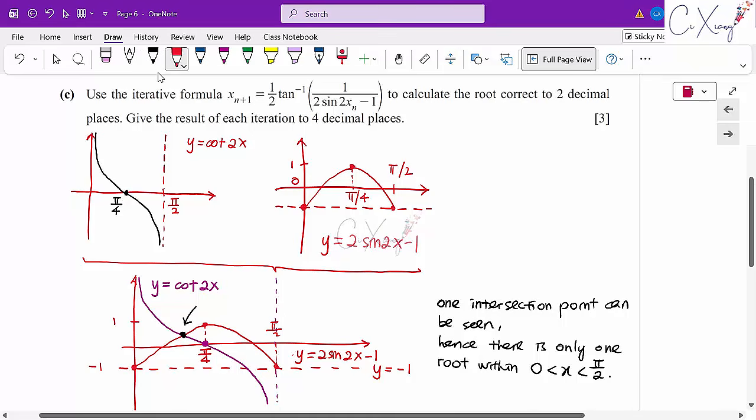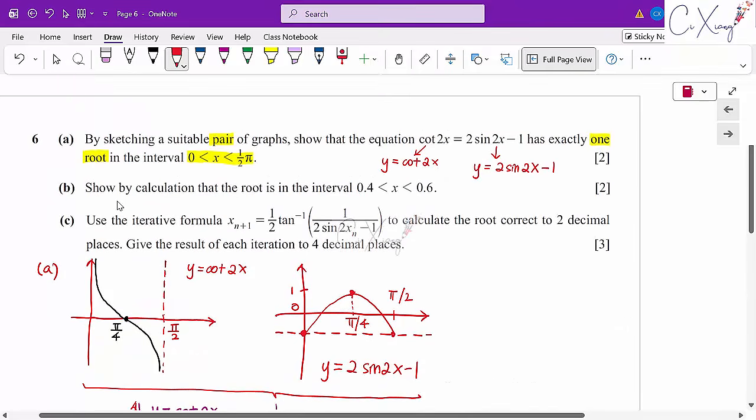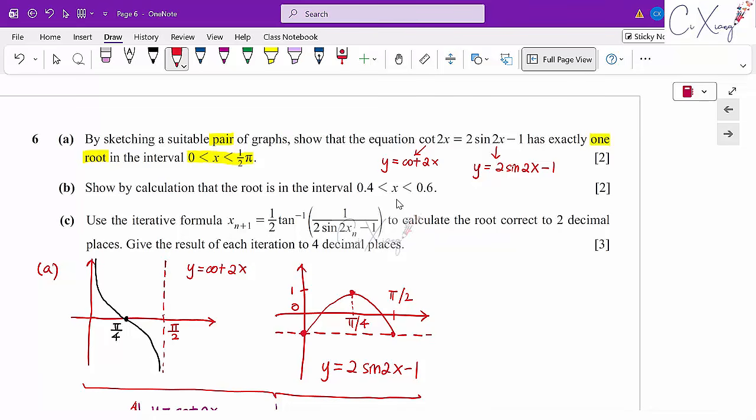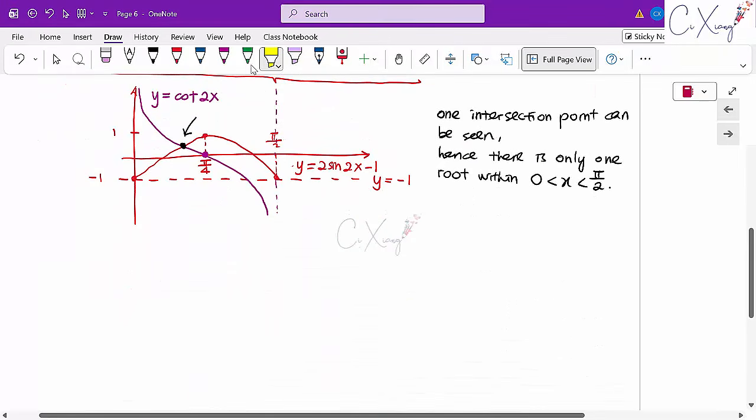Okay, then let's continue to part B. Right, so for part B, they want you to show by calculation that the root lies between these two intervals, where x is between 0.4 and 0.6. Okay, so let's have a look at part B.